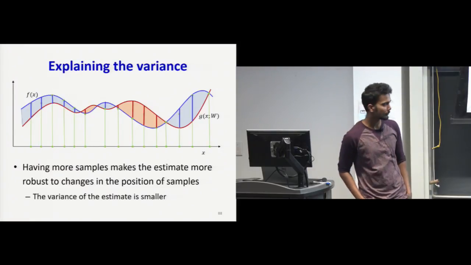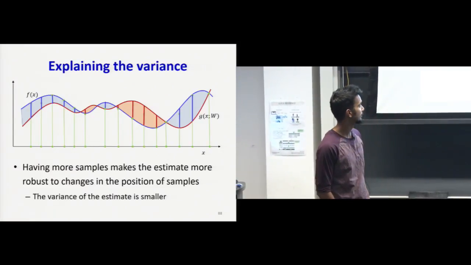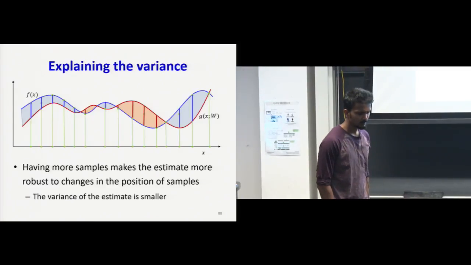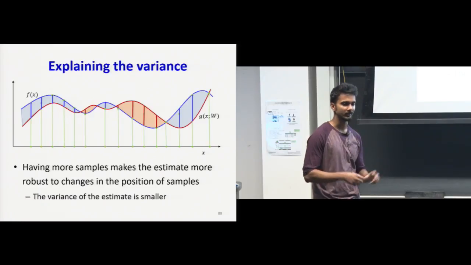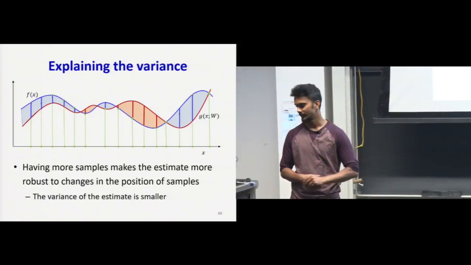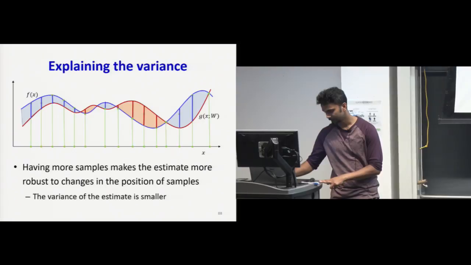So basically, having more samples, again, it's the same thing. Having more samples would lead to better training, and you'll have much more confidence in saying that your model approximates the model that you're trying to produce.